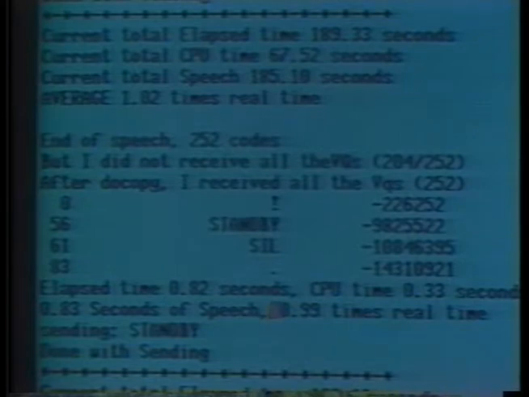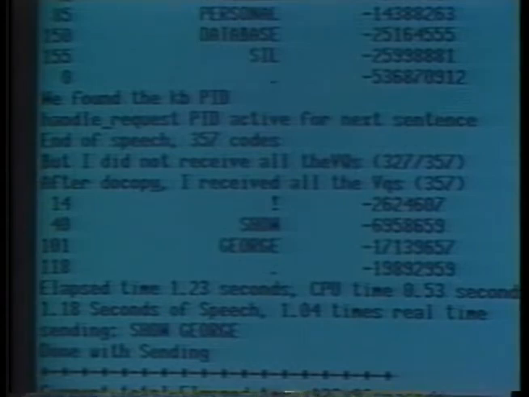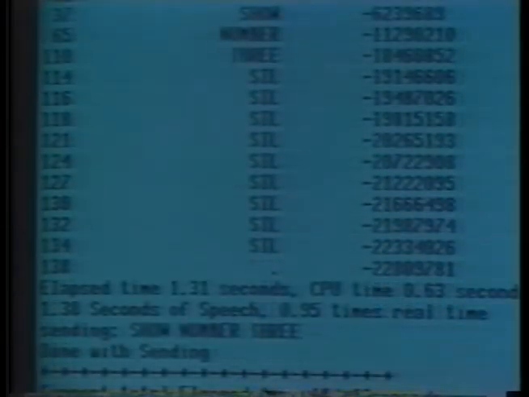Select personal database. Show George. Show number 3. Stand by.